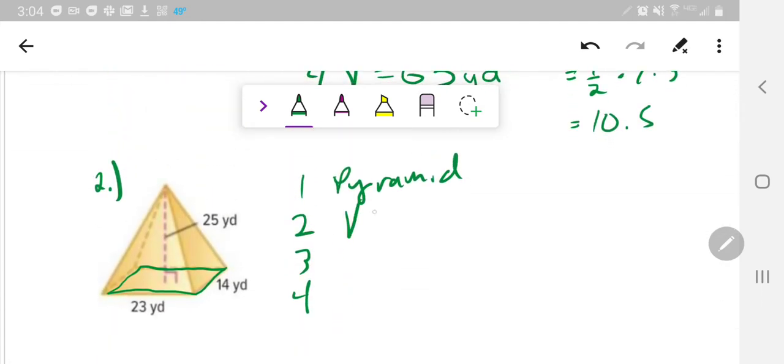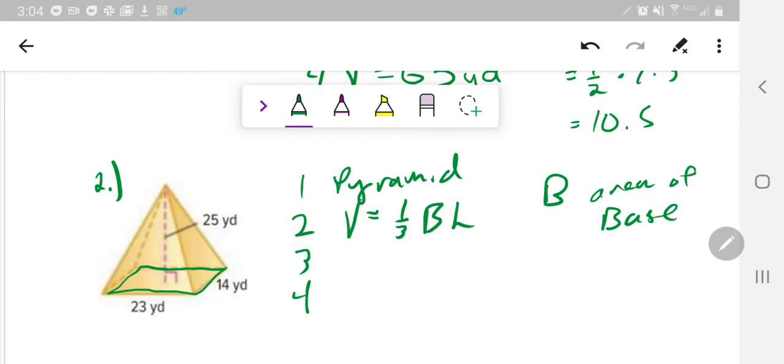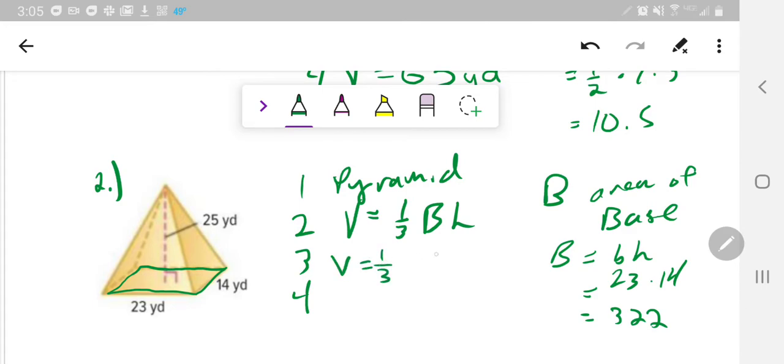And we're going to write down the formula. Volume equals 1/3 capital B H. We know that capital B is the area of the base, and this pyramid's base is a rectangle. So we know that the formula for the area of a rectangle is base times height, and we have a base of 23 and a height of 14, and that gives us an answer of 322. So we're going to plug in the dimensions here.